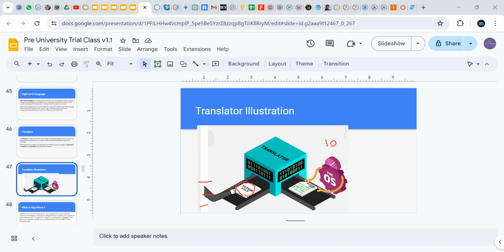Okay, so there is one more remaining type of translator that I would like to tell you about, which is called a compiler. This compiler works with C++ languages. So Java has its own translator, C++ has its own translator, Python has its own translator. And the same goes with assembly language.